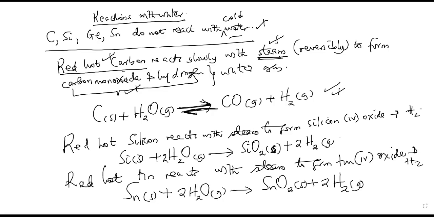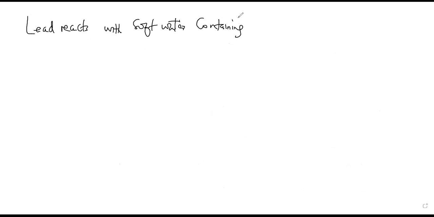Then for lead, lead must react with only soft water containing dissolved oxygen. Okay, so lead reacts with soft water which contains dissolved oxygen and we form a solid product of lead hydroxide.